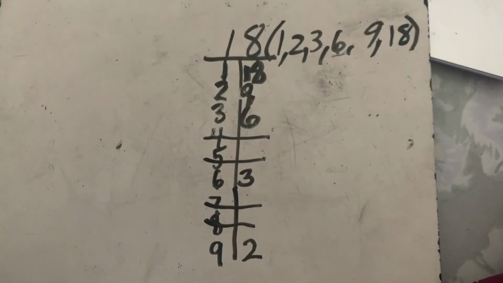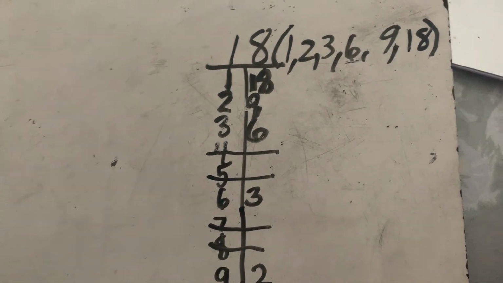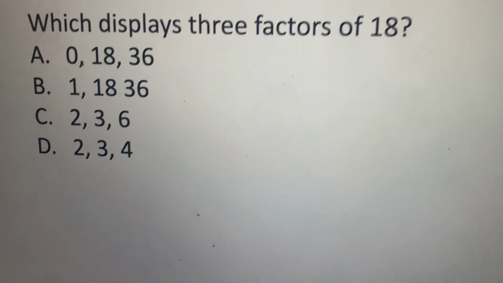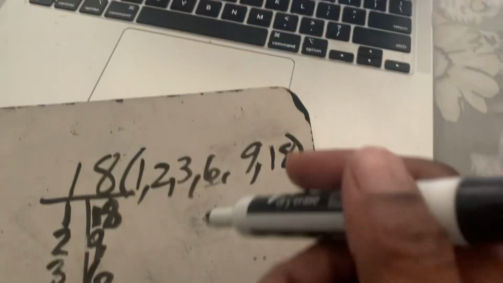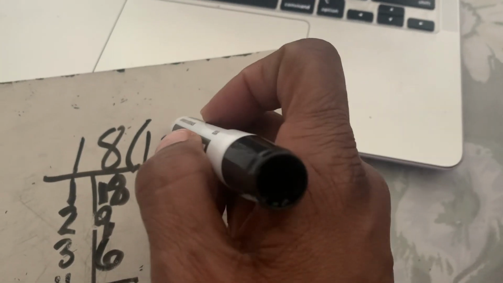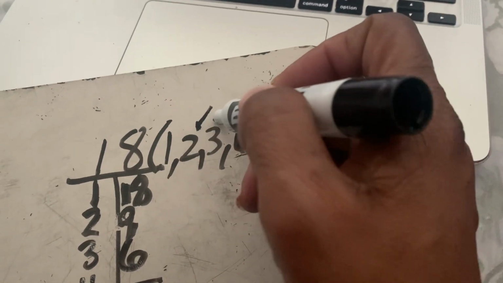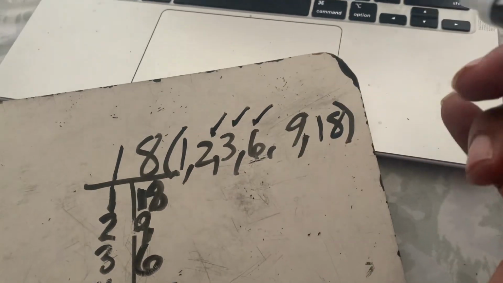1, 18, 36. 36 is not on ours, so we know that's not it. 2, 3, and 6. Let's see. We have 2, 3, and 6. I think we have a winner.